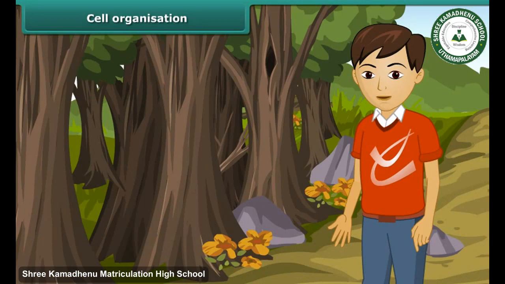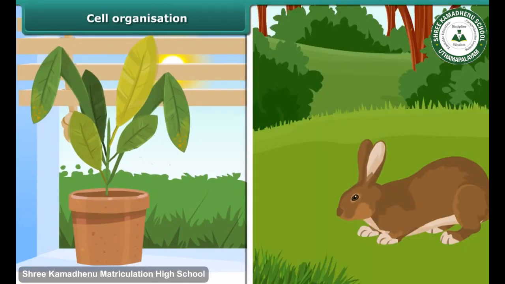Now we will study important characteristics of living organisms that differentiate them from non-living things. All living organisms, plants or animals, are comprised of cells. They may be unicellular or multicellular, depending on the number of the cells in their body.